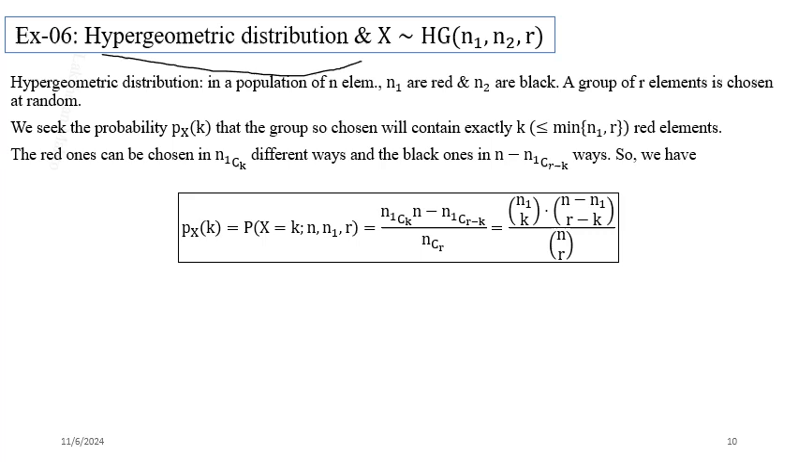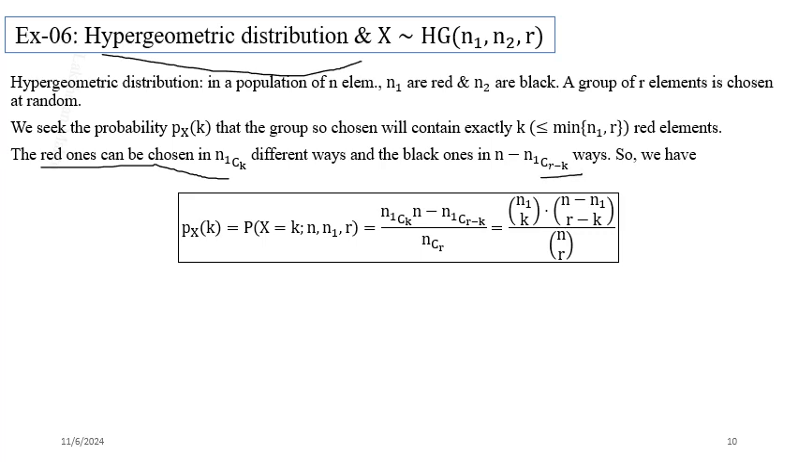If you talk about the red ones, in how many ways will you choose? N1 choose K ways. Then the black balls will be chosen from the black balls available, where N2 is equal to N minus N1. Out of N2, how many black balls do we have to choose? K balls are already red, and we have picked R balls in total, so it would be R minus K. So, N2 choose R minus K.